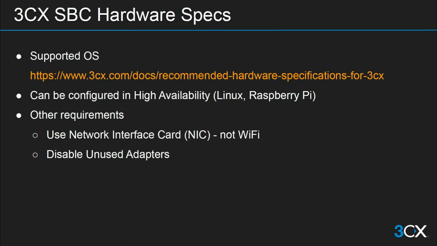SBC hardware specs for the SBC, we see that under that link there, can be configured in a high availability Linux Raspberry Pi mode. Other requirements: use the network interface card, not Wi-Fi, and disable unused adapters. That's now for a hardware SBC.